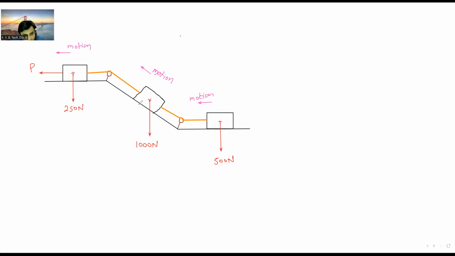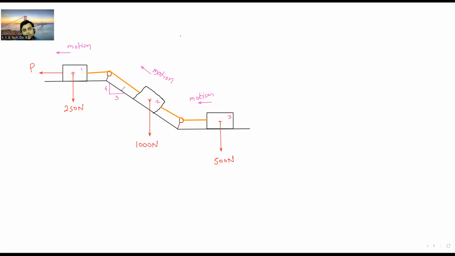Now see this first block, and I will give the name. This is block number 1, this is 2, and this is block number 3. The first block and third block are resting on a plain horizontal surface, and the second block rests on the inclined surface. They have given this inclination as a vertical to horizontal ratio, like this. This is 4 and this is 3.